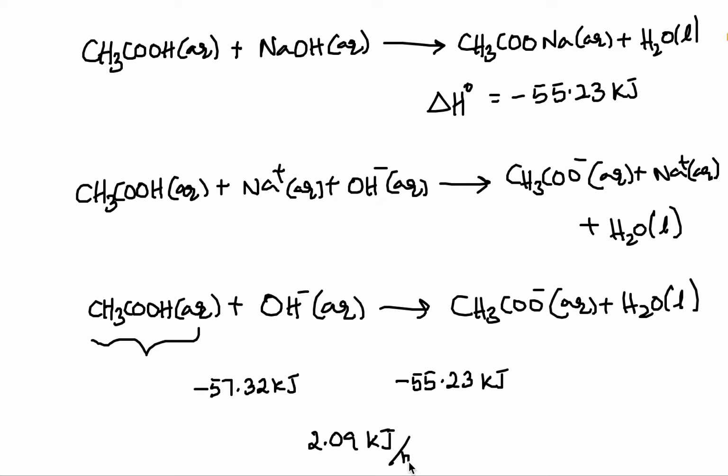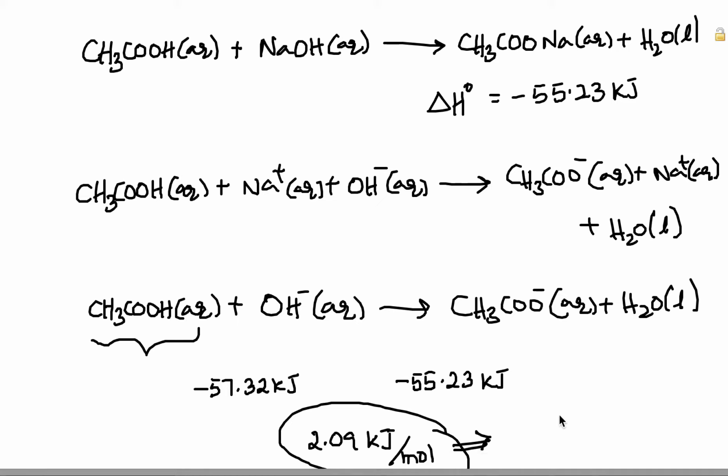Therefore, this 2.09 kilojoules per mole of heat, we can call it the dissociation energy of acetic acid. So 2.09 kilojoules per mole of energy goes into dissociation of acetic acid to form acetate ion and H plus ions, and those H plus ions then combine with OH minus ions to form H2O liquid. So this is known as heat of neutralization. Heat of neutralization for strong acids versus strong bases is higher than for acids and bases that involve weaker species.